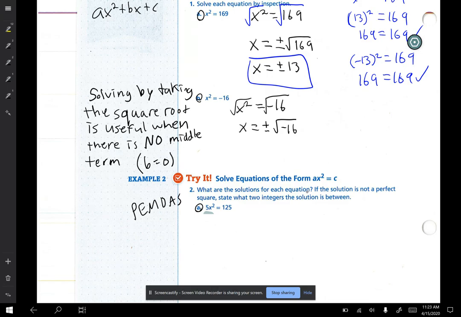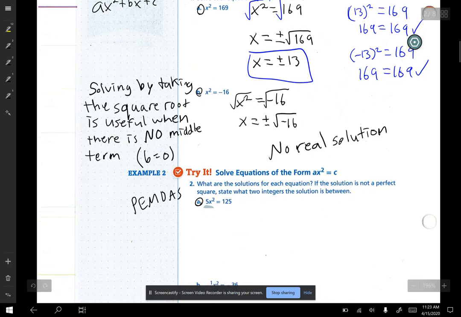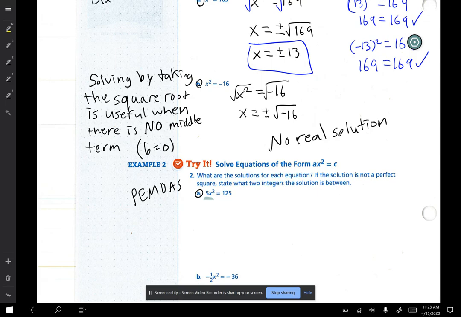When you see a negative under a square root, just write no real solution. There is a solution. It's not no solution. There is a solution. It's just imaginary. We're not going to deal with it in Algebra 1. So please write no real solution. And that's going to happen every time there's a negative under the square root. You have a negative 16 under the square root. No real solution. Move on with your life.